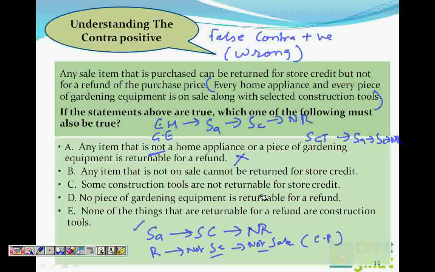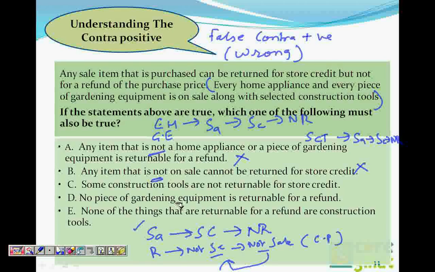So choice B says any item that is not on sale cannot be returned for store credit. That is again not true. That is again a false counterpositive, because if it is on store credit, then it is not on sale. I cannot say if it is not on sale, it is not. This is trying to say not on sale, not on store credit, which is a false counterpositive. And again the same thing here: I have the information about items which are on sale, I do not have the information about items which are not on sale. So these two go.